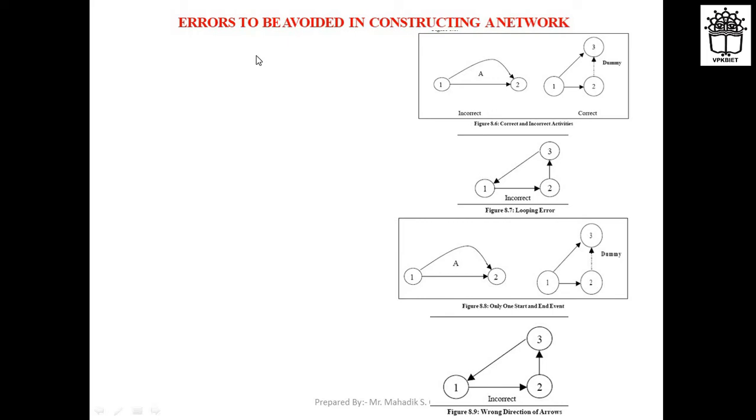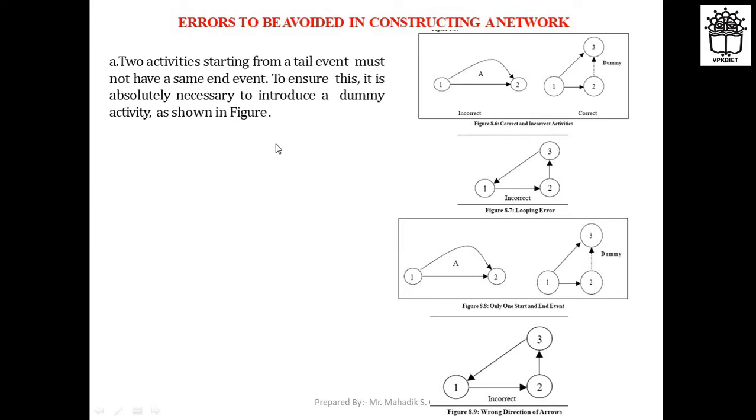These are actually errors to be avoided in constructing the network diagram. When you are going to construct a network diagram, you should take care of this and avoid these errors. First, two activities starting from a tail event must not have the same end event. To ensure this, it is absolutely necessary to introduce a dummy activity in that case.